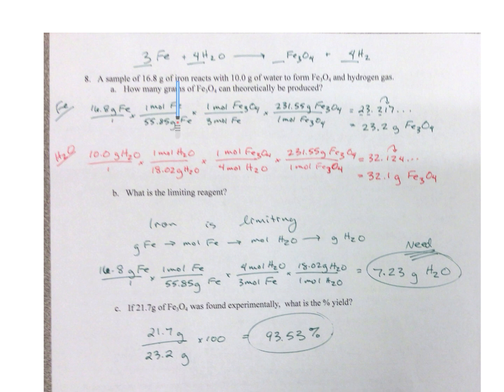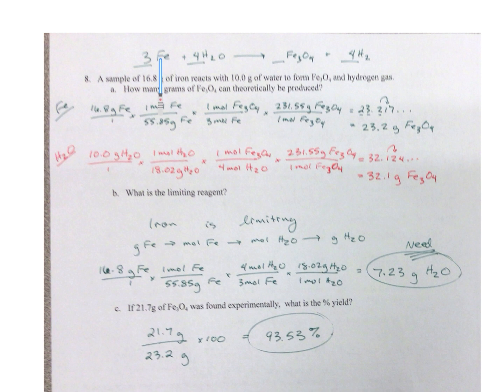So it says that iron reacts with water to make iron oxide and hydrogen gas. This chemical is a mixture of iron 2 and iron 3. It has its own name. It's called magnetite. Let's just accept that the formula we make is Fe3O4.